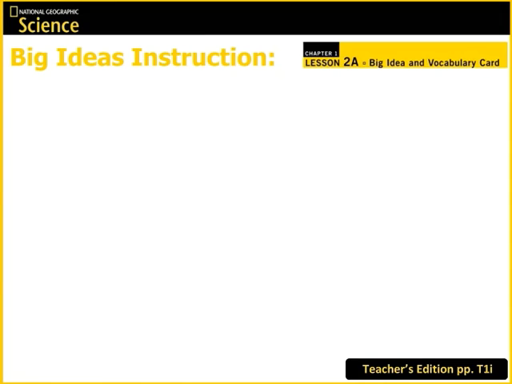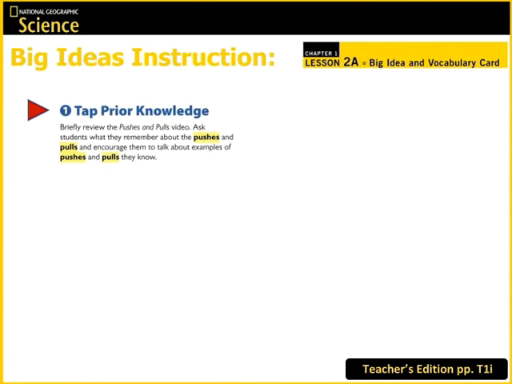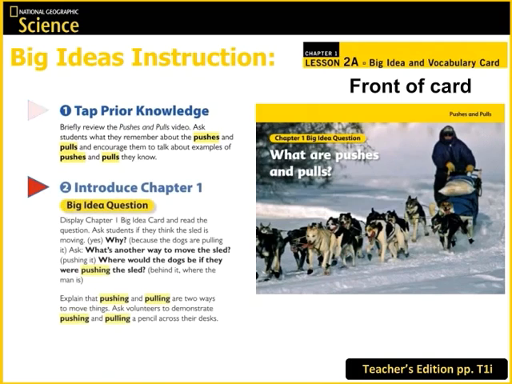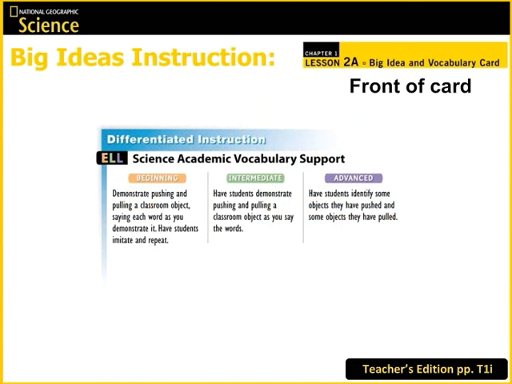Following the Explore activity, each chapter begins with the same 2 lessons. The first one is Lesson 2A, Big Idea Vocabulary Card. The lesson begins by tapping into students' prior knowledge, including a quick review of the unit launch video. Then use the front of the Big Ideas card to introduce the Big Idea question. Differentiated instruction is provided in the bottom of the teacher wrap to help English learners at all proficiency levels as they discuss the big ideas.